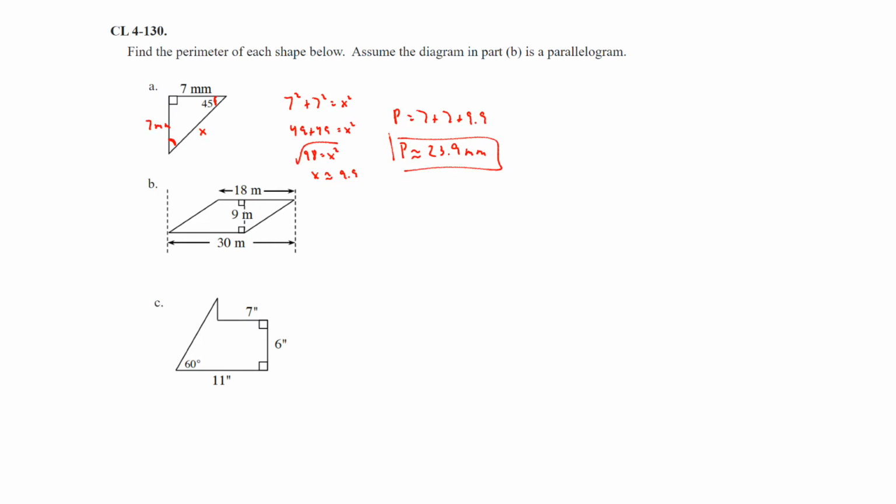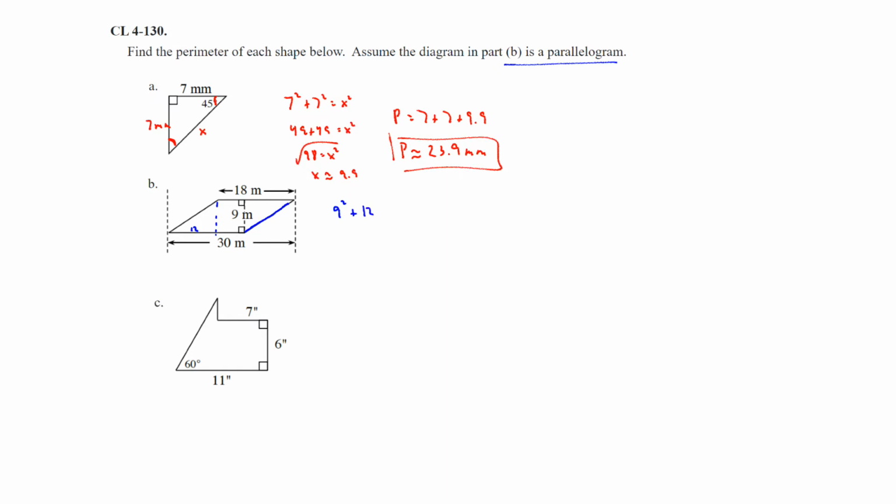Part B, we're looking at a parallelogram as it states in the directions. So we want to find this part of the triangle. If this whole thing is 30 and then this is 18, then this would be 12 units to make up that 30. So we have 12 and 9, and then we have to figure out what that side is. So once again, we can use Pythagorean theorem.